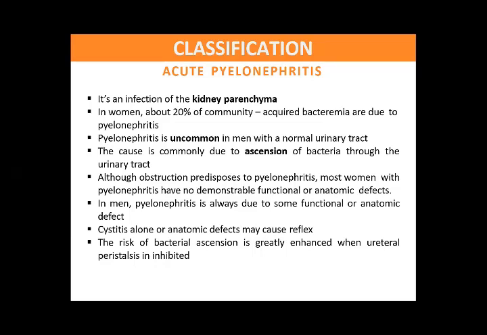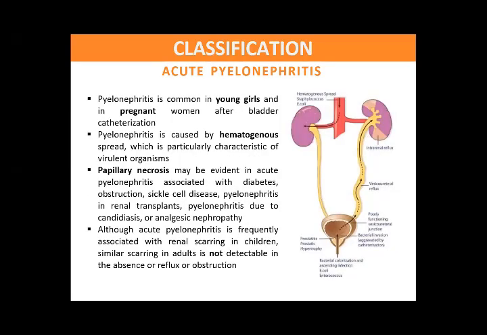The risk of bacterial ascension is greatly enhanced when ureteral peristalsis is inhibited. Ureteral peristalsis maintains the urine flow from the kidney to the bladder, and if that is impaired, it can lead to ascending infection, and ascension of infection can lead to pyelonephritis. Acute pyelonephritis is common in young girls and pregnant women after bladder catheterization. If someone has had catheterization or some instrumentation, these young girls and women have a high risk of getting ascending infection leading to pyelonephritis.